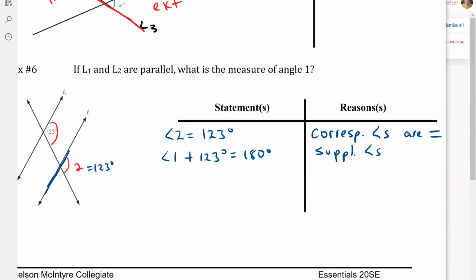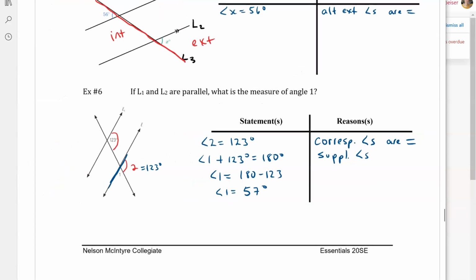And so at the end, it's really just a little calculation. I'm going to say that angle 1 is equal to 180 minus 123, so angle 1 is equal to 57 degrees. Okay, is that the end of this?